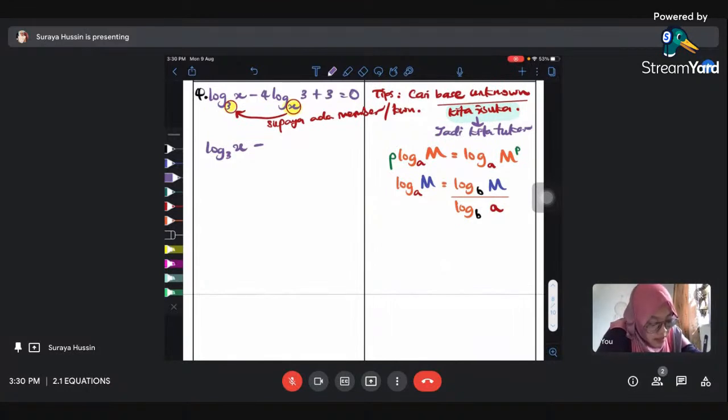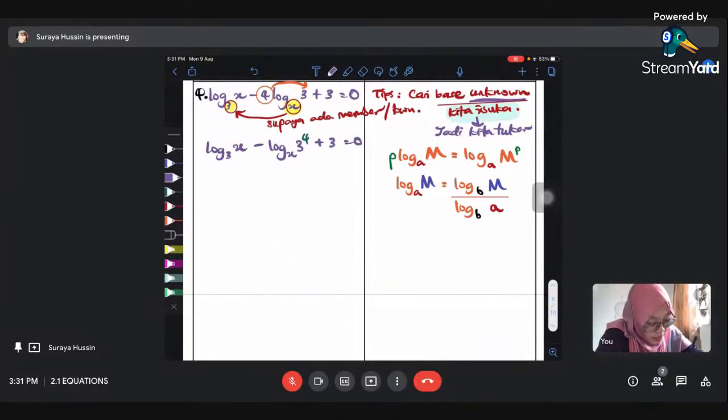Tetapi kalau log yang base-nya unknown, kamu tak suka, kita tak suka, jadi kita kena tukar. Tapi sebelum kita tukar, kita kena make sure apa-apa yang nombor di depan ni, kita bawa dia naik atas jadi power by using this formula. What I want to do right now is bringing this 4 into becoming a power instead. By using the formula, I will get log base x 3 to the power of 4. I bring it up first. Saya memang sengaja jadikan dia bawa naik atas. Nanti saya tunjuk kenapa.